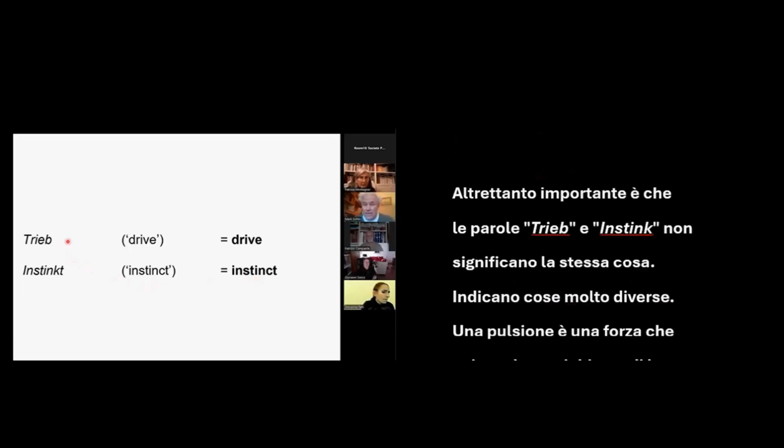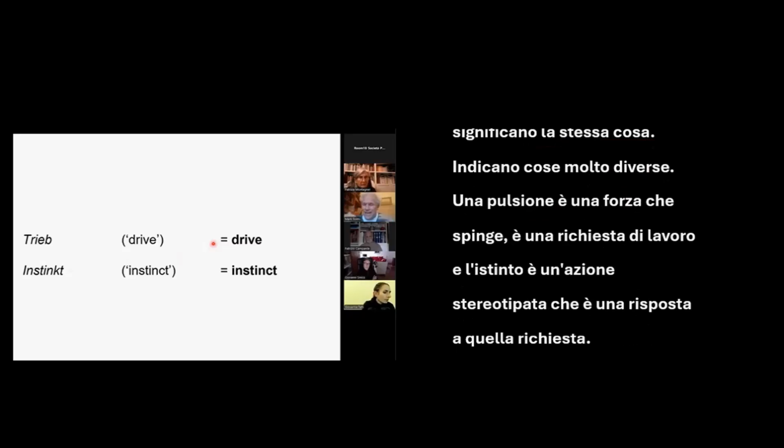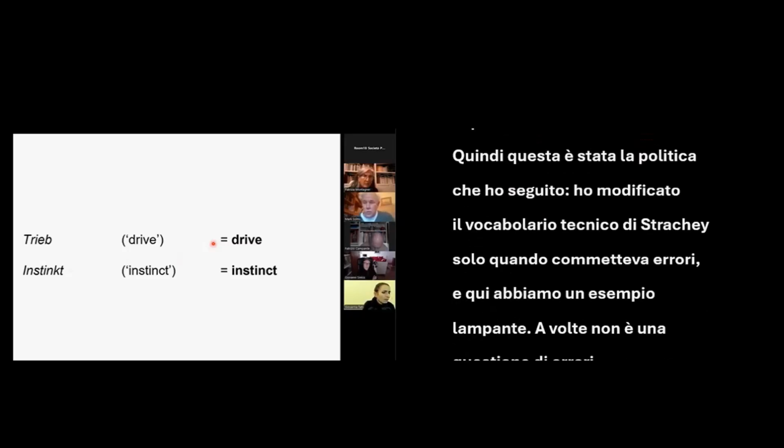Equally important is that the word Trieb and the word instinct don't mean the same thing. They denote very different things. A drive is a force that pushes, it's a demand for work. An instinct is a stereotyped action, which is a response to that demand. So this was the policy I followed. I only changed Strachey's technical vocabulary when he made mistakes, and here's the outstanding example.